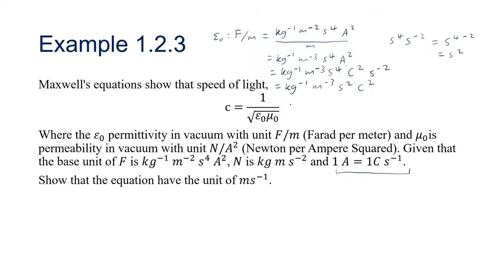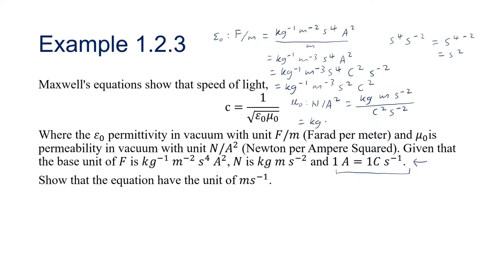Now we solve for mu naught. Let's go through this mu naught. So mu naught has a unit of Newton per ampere squared, and Newton is equal to kg meter s to the negative 2 divided by this ampere squared. Now we directly substitute this thing inside, we get the C squared as negative 2.